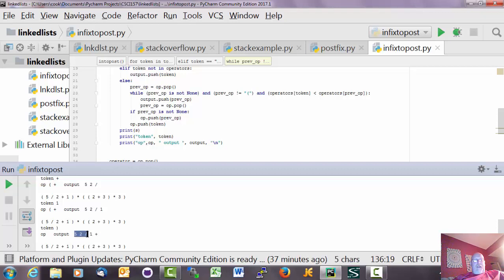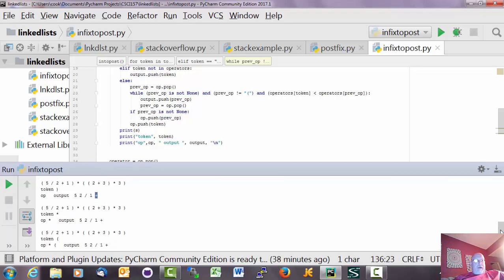And the reason why we do that is because these things should all be grouped together now, right? Because they're inside of parentheses. So this is how you group things together in postfix. You end them with an operator.